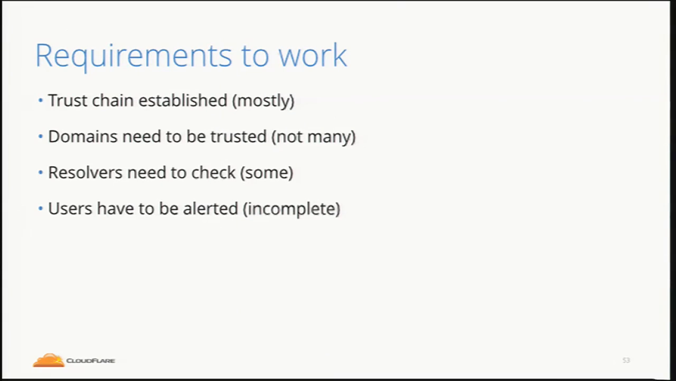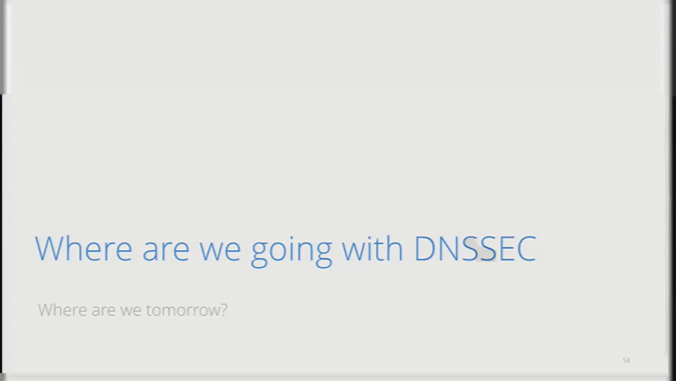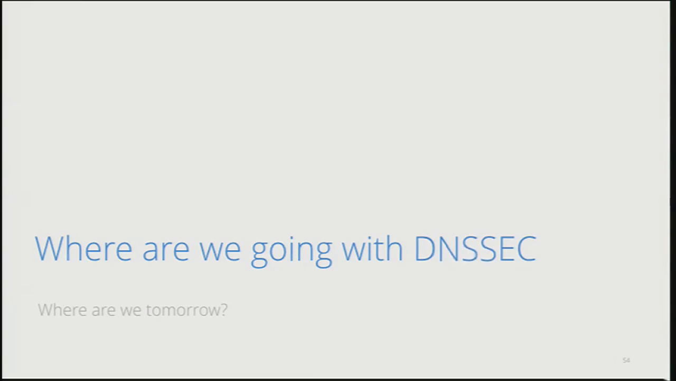So just in summary, the trust chain is mostly established. Some domains are trusted. Resolvers need to check. Some do. And users are not alerted right now. So to answer the question, how far have we gone? It's not that far, but we're on the right track.